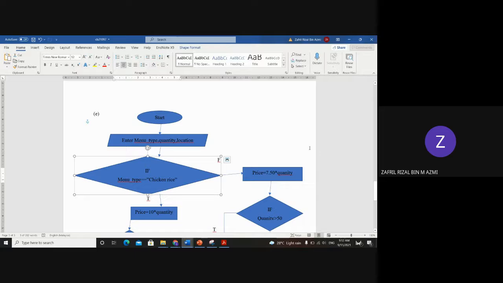But usually when we design the system, as much as we can, we avoid making the user enter too many things. For example, you need to enter chicken rice. What if the user enters chicken with a capital R? It will not detect it. So usually we define a menu type. For example, 1 for chicken rice, 2 for pre-packed meal. It is easier for the user to use the system.